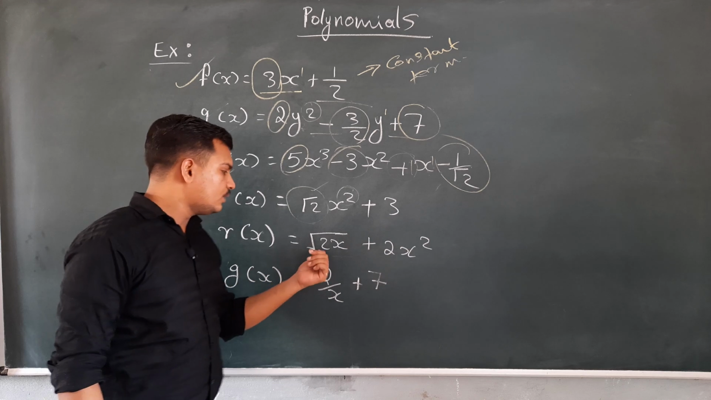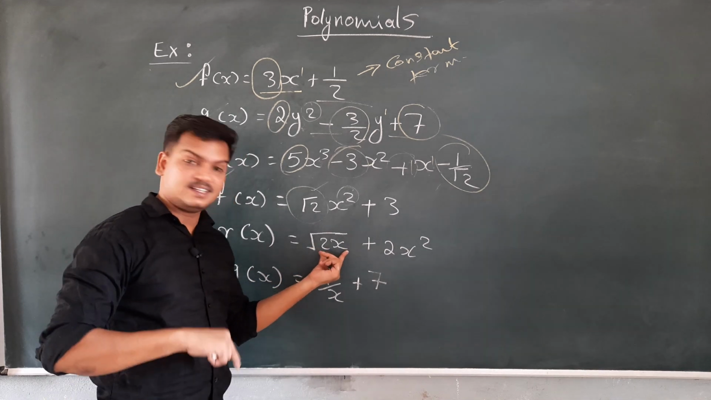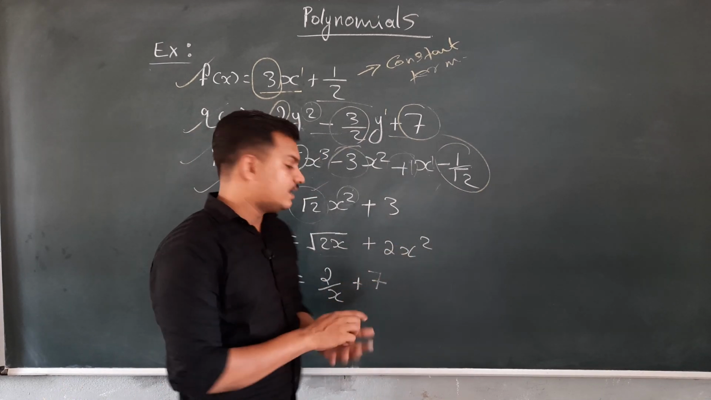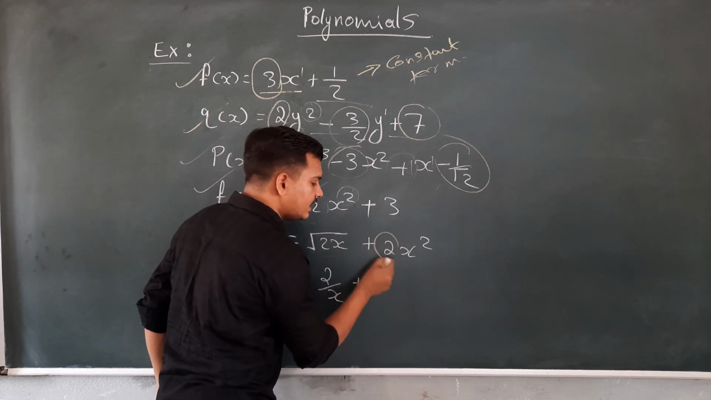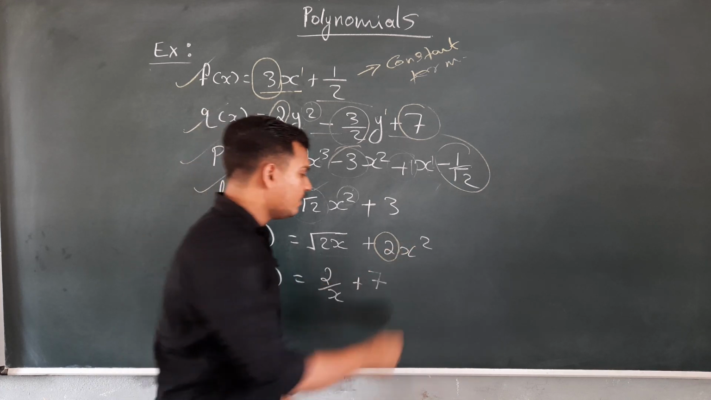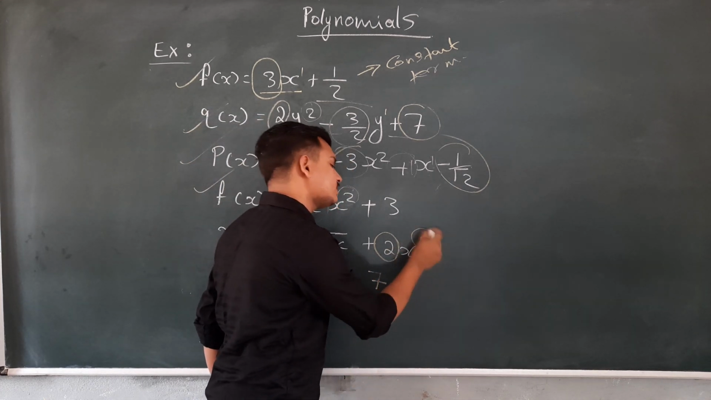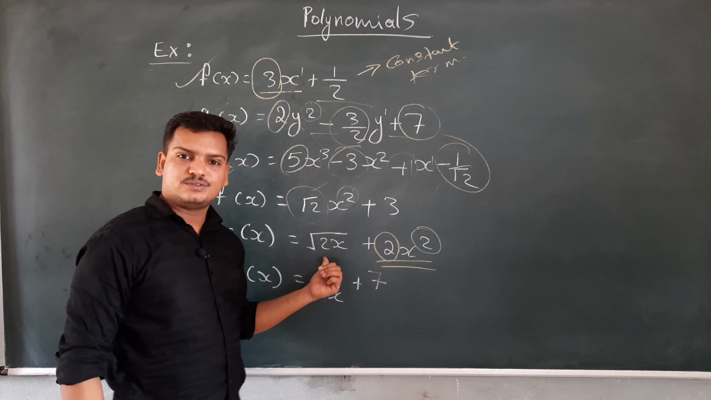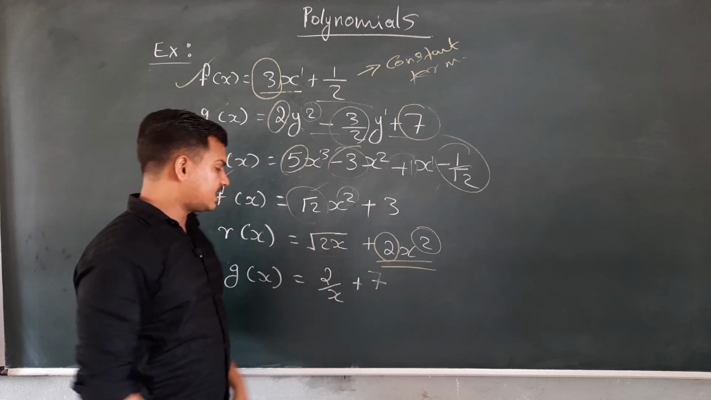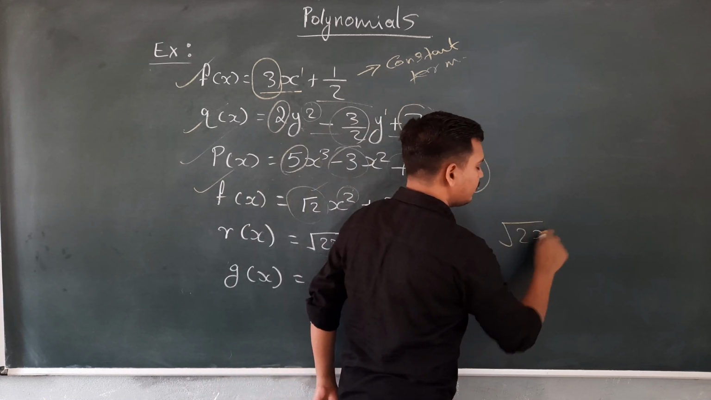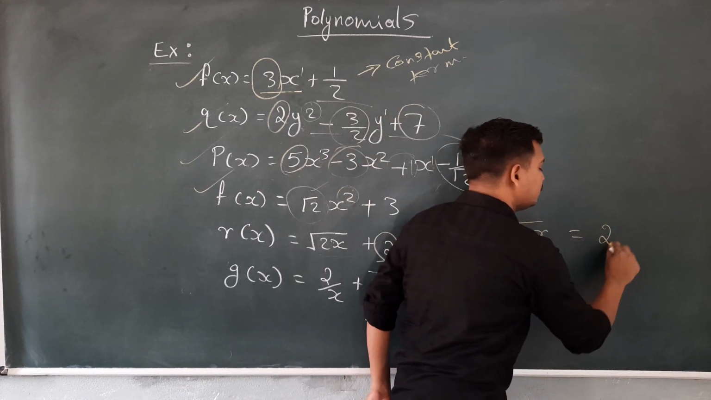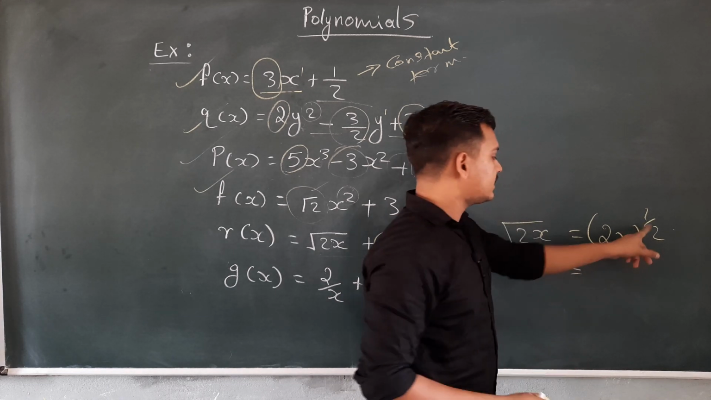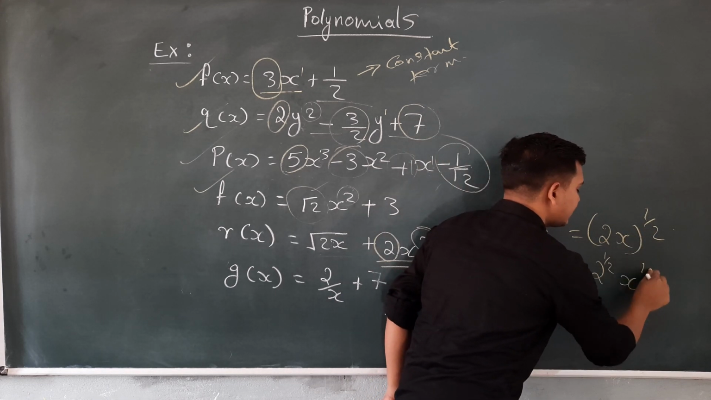R of x equal to under root of 2x. Here 2x is inside the root, the square root. Now the second term, that is 2x square. Okay, look at the second one. Here the coefficient is a real number, that is 2. Now the x square exponent is a positive integer. Okay, no worry, this is fine. Look at this, square root of 2x. You can write this as 2x all raised to 1 by 2. Here is the problem. In this case, 2 raised to 1 by 2, x raised to 1 by 2.